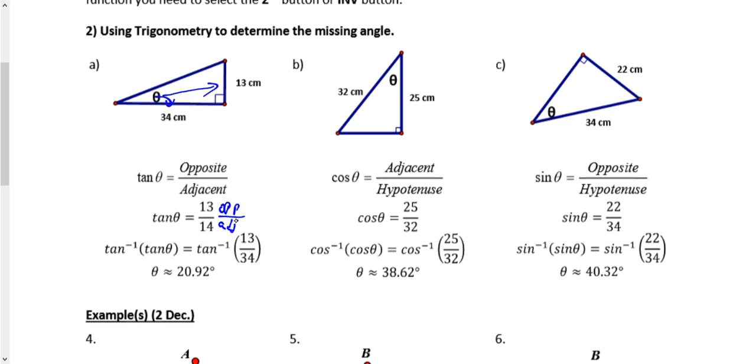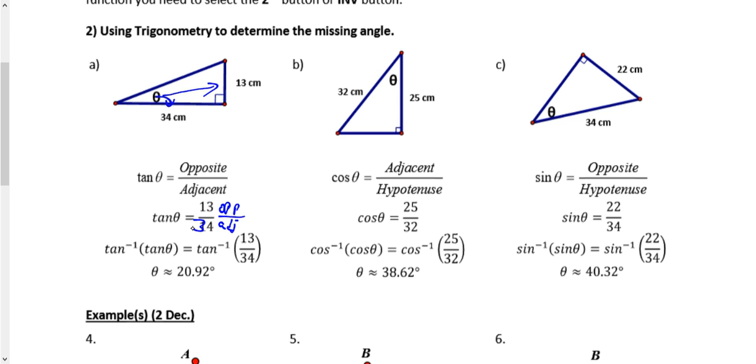Oh, that's a typo. That's a 34. Sorry, guys. It's right down here. I'll make a note of that. So 13 over 34, right? But listen, I don't want tan theta. I want just what theta is.